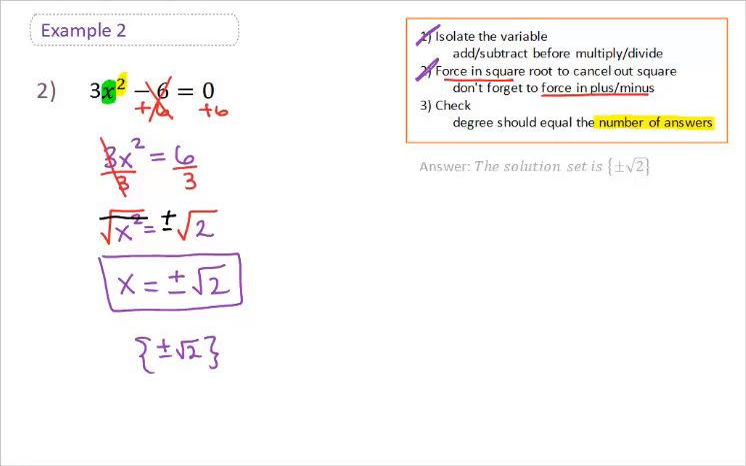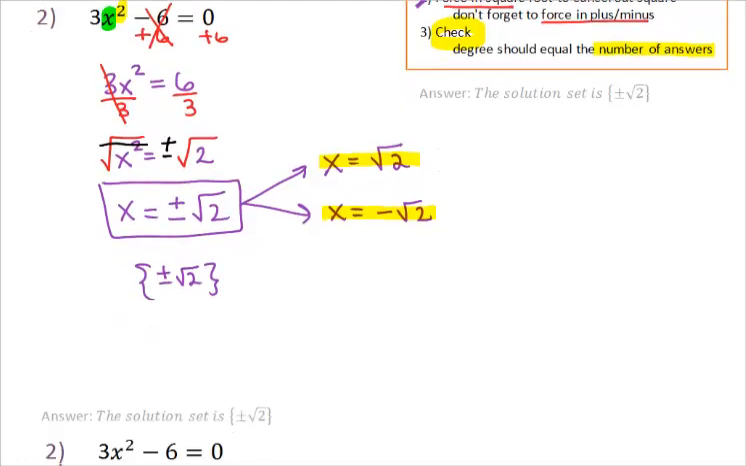And we actually do, even though it might not look like it. We can split this up as x is equal to the positive root 2, as well as x is equal to the negative root 2. So that confirms that there is 2 answers to this problem. Now we need to fully check and make sure that both of those answers work out the way that they do.